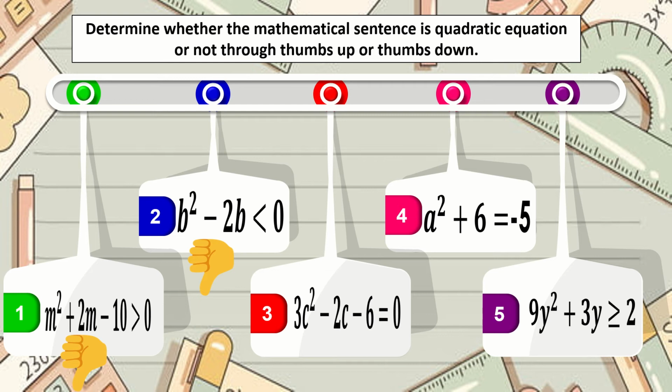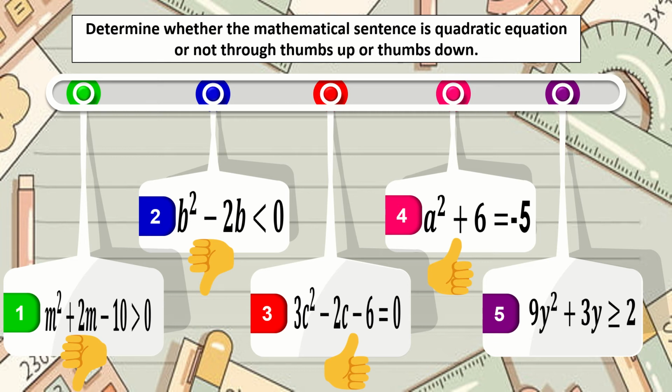Number 3. 3c squared minus 2c minus 6 is equal to 0. It is a quadratic equation because it is a second degree polynomial and it has an equal sign. Thumbs up. Number 4. a squared plus 6 is equal to negative 5. It is also thumbs up since it is a second degree polynomial and it has an equal sign.